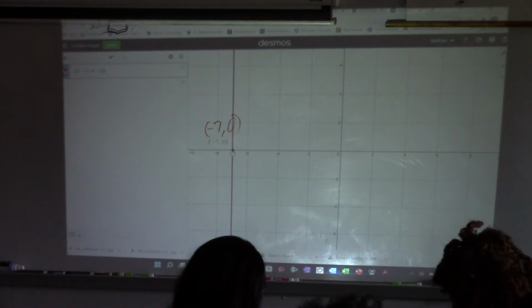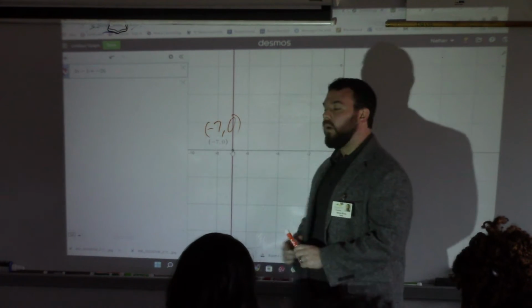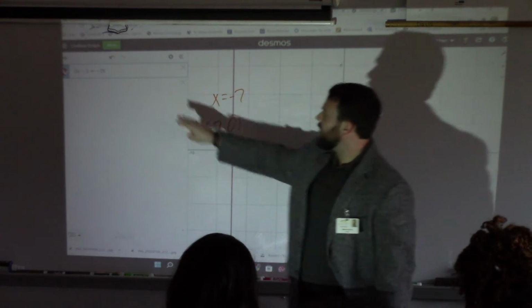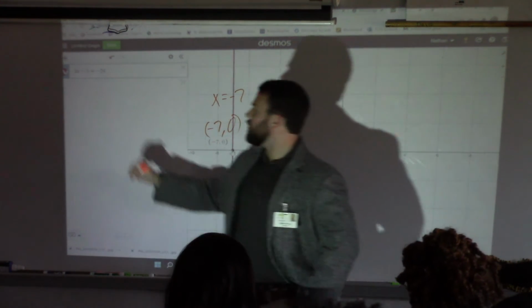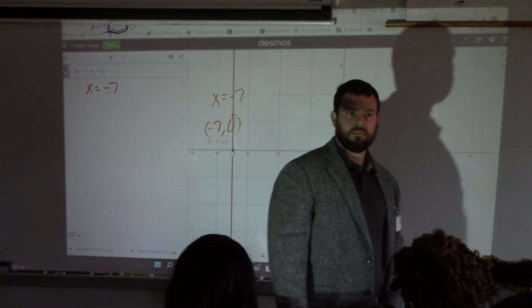So I want you to notice that point is -7, 0. Is that -7 an x or a y value? X. So notice this line is not y equals -7. This line is x equals -7. And that equation was 3x minus 5 equals -26. So the solution is x equals -7.